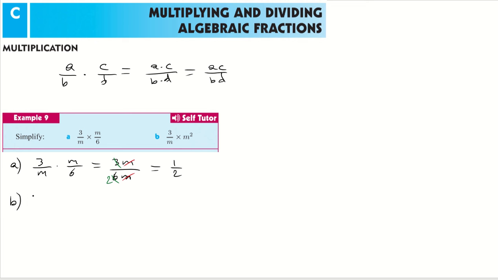And the second fraction, we have 3 over m times m squared. So the m here and the power of 2 there cancel out. So it becomes 3m. Okay, let's go to the next example.